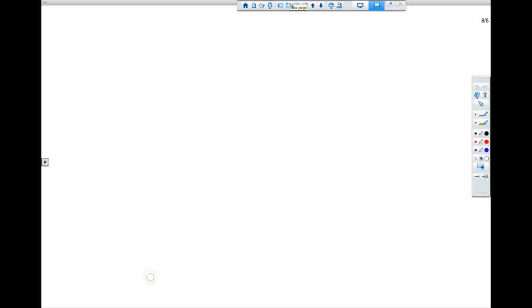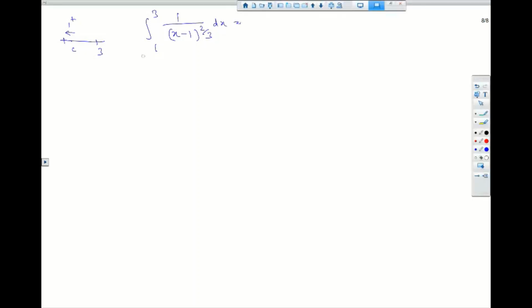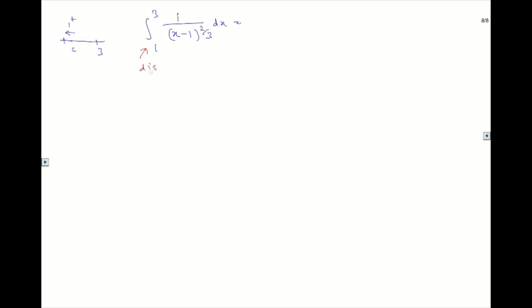So we're going to consider the next one. You can see here what's going to happen. This is 3 and this is 1. You have to go this way, so it's a 1 plus. So you pick a c, but c goes to 1 plus. So that means your new integral becomes the integral from 1 to 3 of 1 over (x minus 1)^(2/3) dx. So here the discontinuity is at 1.